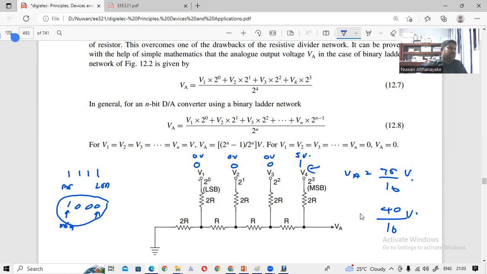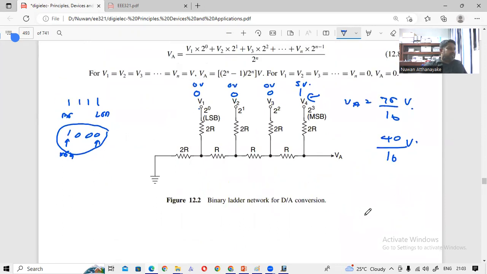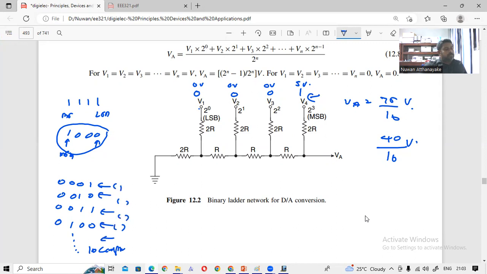So you can do this. There are 16 combinations: 0001, 0010, 0011, 0100, like this. So you have 16 combinations, and you can find the voltage values for all these 16 combinations. It is very easy, so you can do that one.